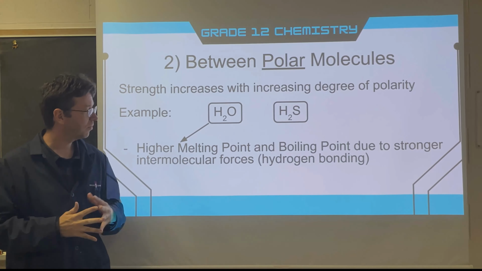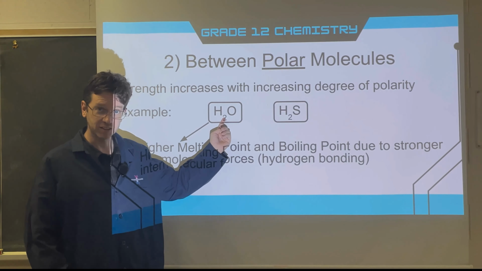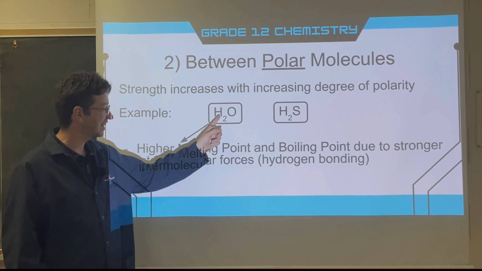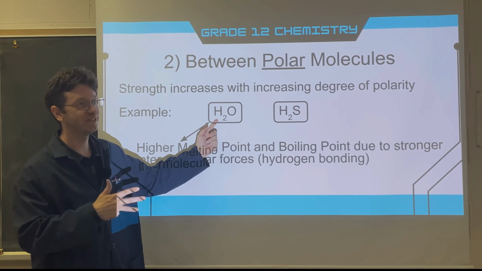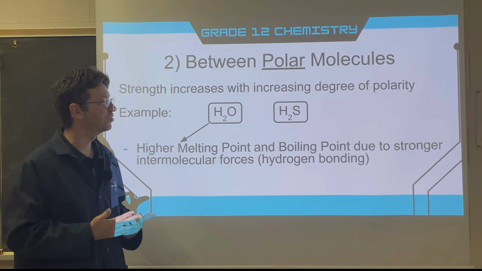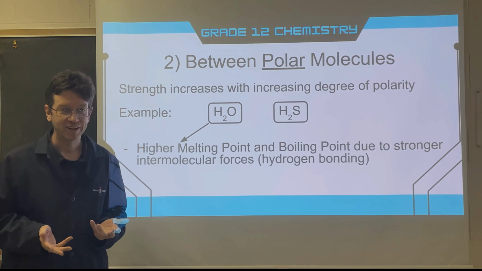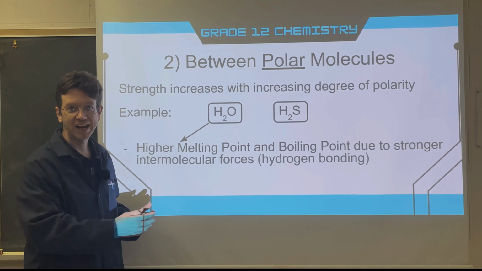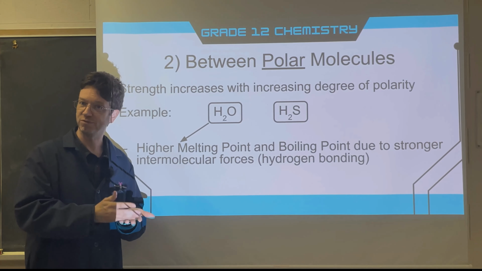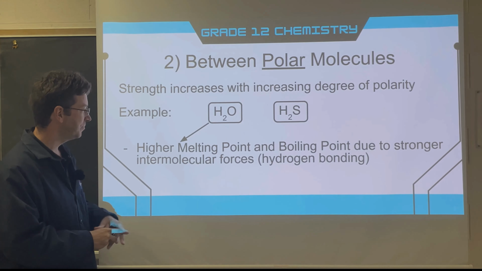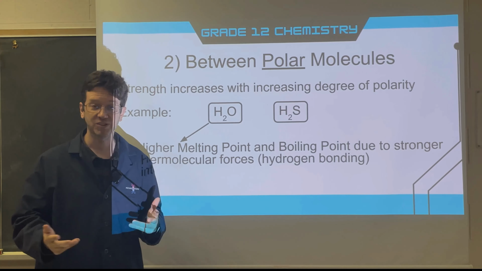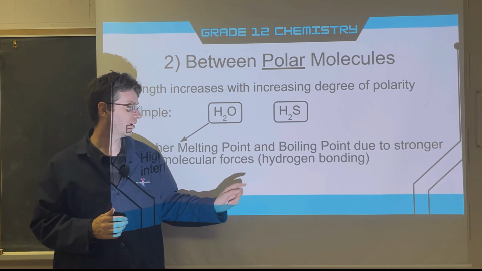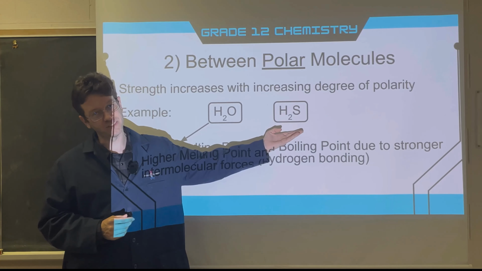Okay, what about polar molecules? Here we have water and hydrogen sulfide. In this case, you might be able to recognize that water is going to have hydrogen bonding. It's definitely greater, but it's greater because its degree of polarity is greater. We know the electronegativity difference is very high with hydrogen bonding, with hydrogen and oxygen or fluorine or nitrogen. And because its electronegativity difference is so much greater, it's the one that's going to have a higher melting point and boiling point compared to our other example here.